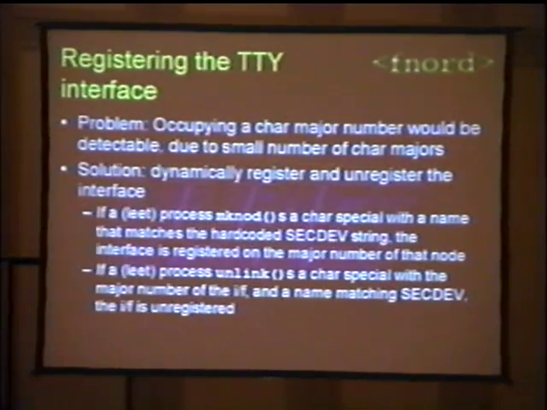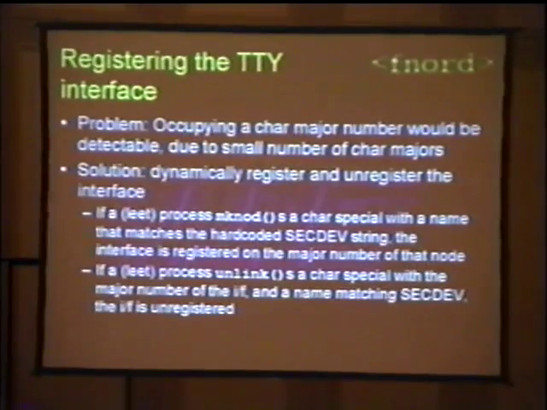So we dynamically register and unregister the interface based on userland actions. We'll explain LEET in a couple slides, but if a LEET process makes a character special node, and the name of the node matches the secdev string, and that's just a pound define in our module that we're demoing, it happens to be spipe. If it creates a char special node with the name spipe, and that mknod succeeds, it registers on the major number that that node was created with. The minor number is ignored. If a LEET process removes that node, the module automatically unregisters the interface. It sounds a bit confusing, but the bottom line is if you make a node to talk to Fnord, Fnord will be there. When you remove the node, Fnord is no longer there.